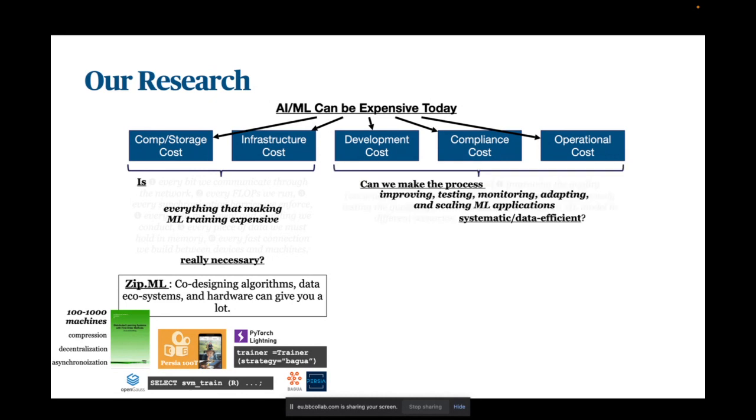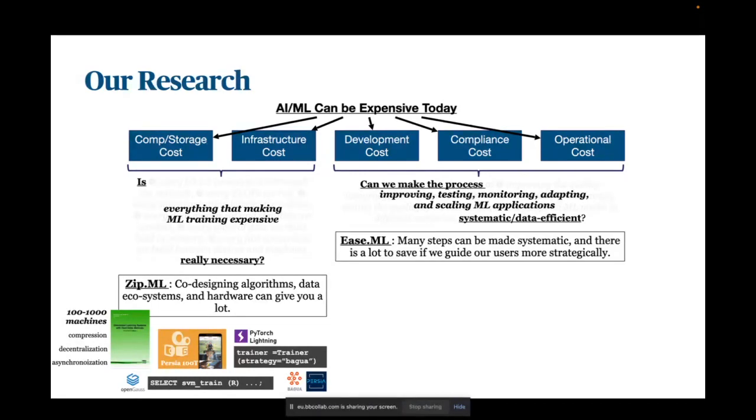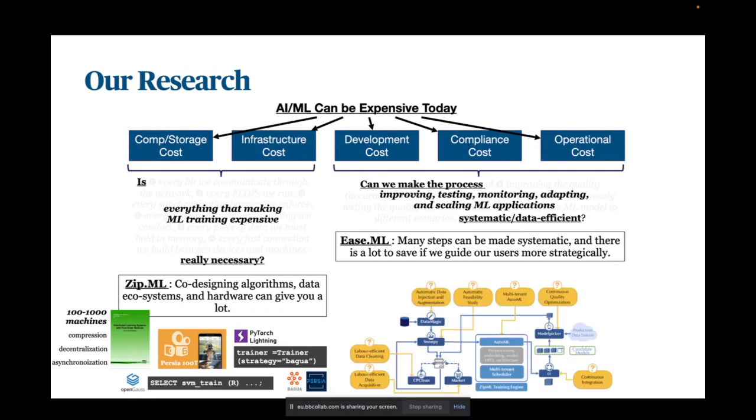So the second thing that we have been looking at is the DevOps process of machine learning. Essentially, the fundamental thing that we have been asking ourselves is, can we make the process of improving, testing, monitoring, adapting, and scaling machine learning applications as systematic as possible and also as data efficient as possible? So what we realize is many of those steps you see here can be made very systematic. And there's quite a lot to save if you give your user a very strategic and systematic guideline about what to do next. So what we have built over the years is this end-to-end process of machine learning DevOps.